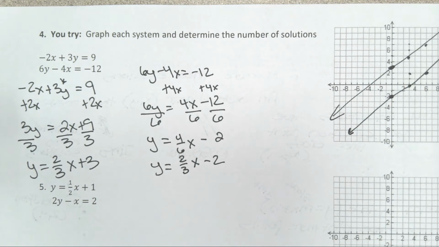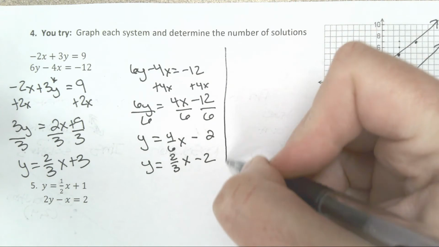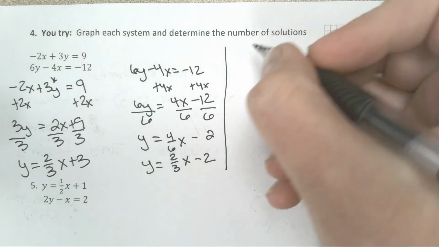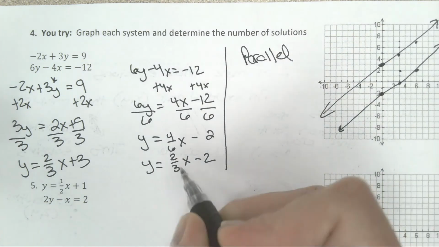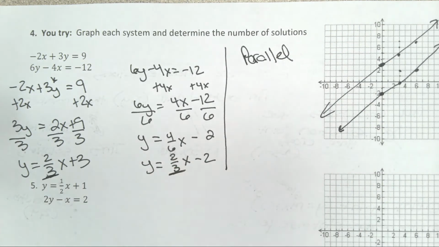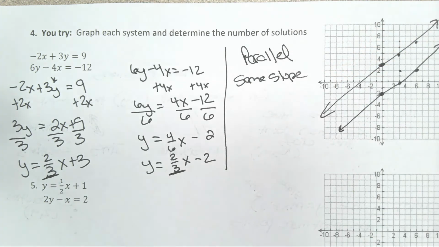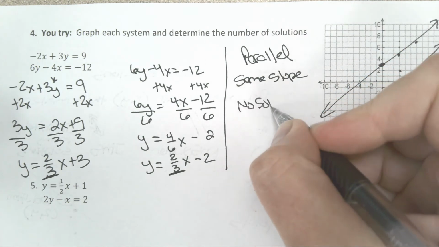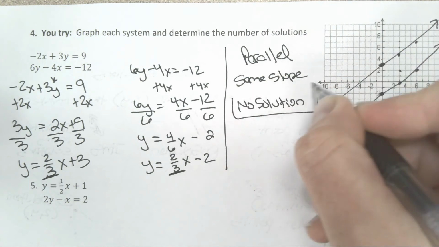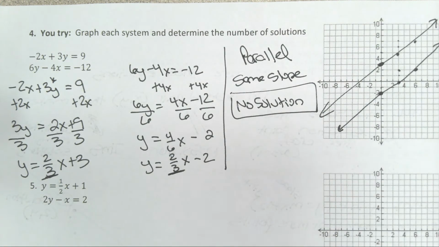And you get two lines that look like this. So it looks like they're not going to cross, and it looks like that they are parallel. And they are parallel, and I can tell they are because the slope of my lines are the same. So they are parallel because they have the same slope. If they have the same slope and they are parallel, there will be no solution to the system of equations because solutions happen where lines cross and parallel lines don't cross.